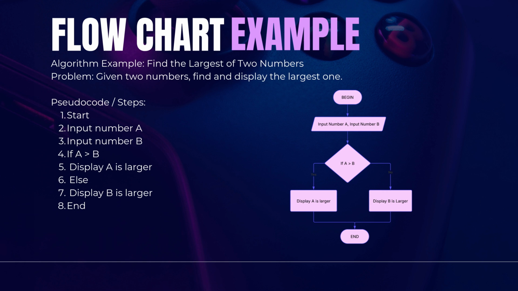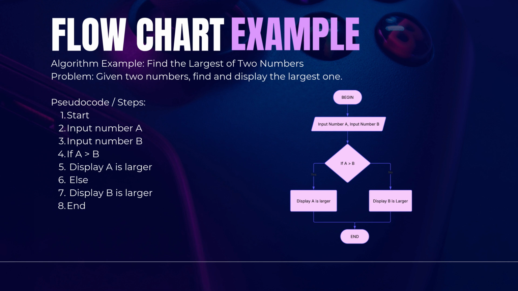The first one is to start. Once you have done that, then you need to import number A, and then you need to import number B. We then move to step number 4, and then we say if A is greater than B, then display A is larger, else display B is larger. And then step 8 is end.